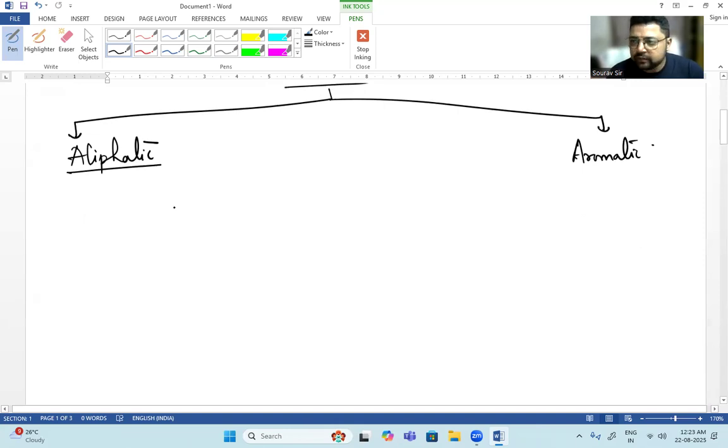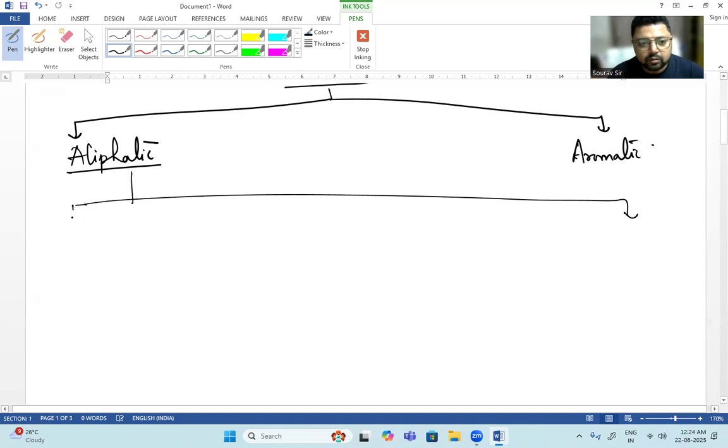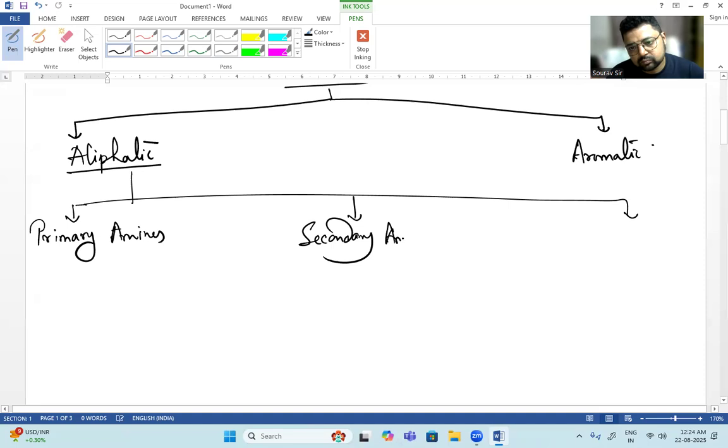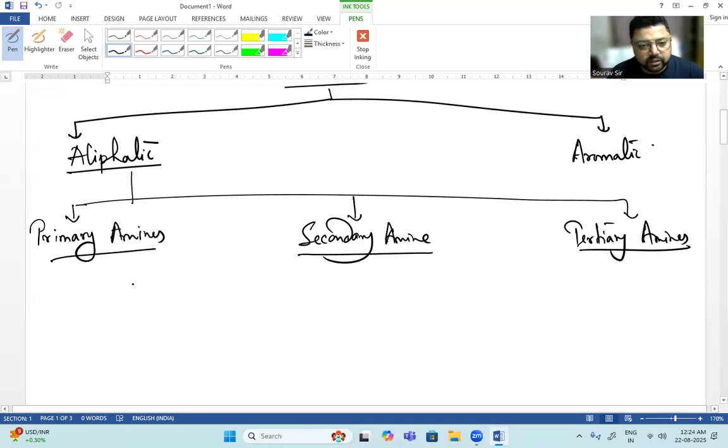So when we are talking about aliphatic amines, they can be further classified into 3 segments. The first one is primary amines, then secondary amines, and finally tertiary amines. Primary, secondary, and tertiary. So what is the basic difference between them? Here, the N has 2 hydrogens attached to an alkyl group.